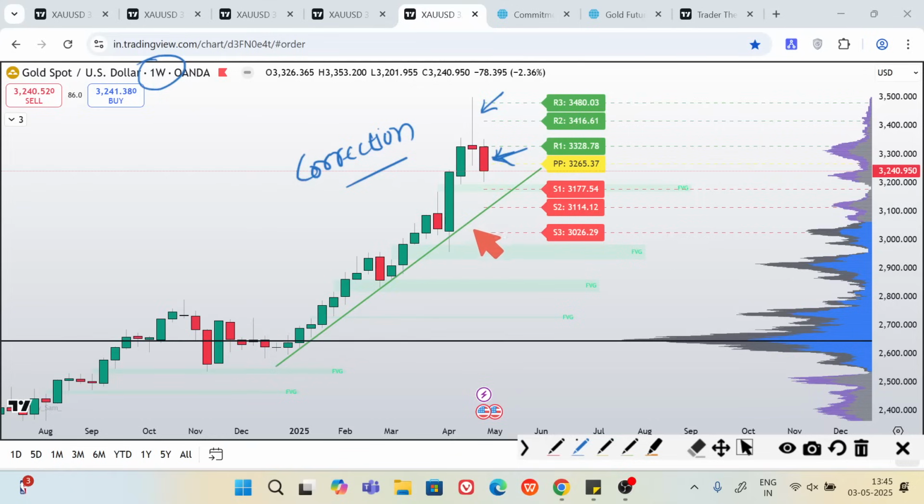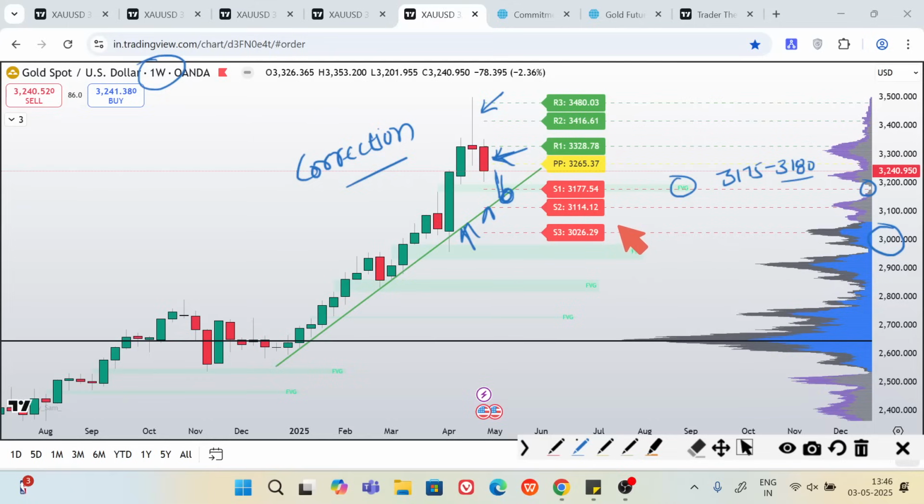On dynamic support, we have to watch this trend line, because previously you can see this trend line was acting as support. So yes, if price move down like this into the lower side, this trend line is the support that we have to watch. Also, before this level, we have the fair value gap of weekly time frame at this area. It is roughly 3175 to 3180 or 90 that we have to watch. And then the next major support is around 3000.